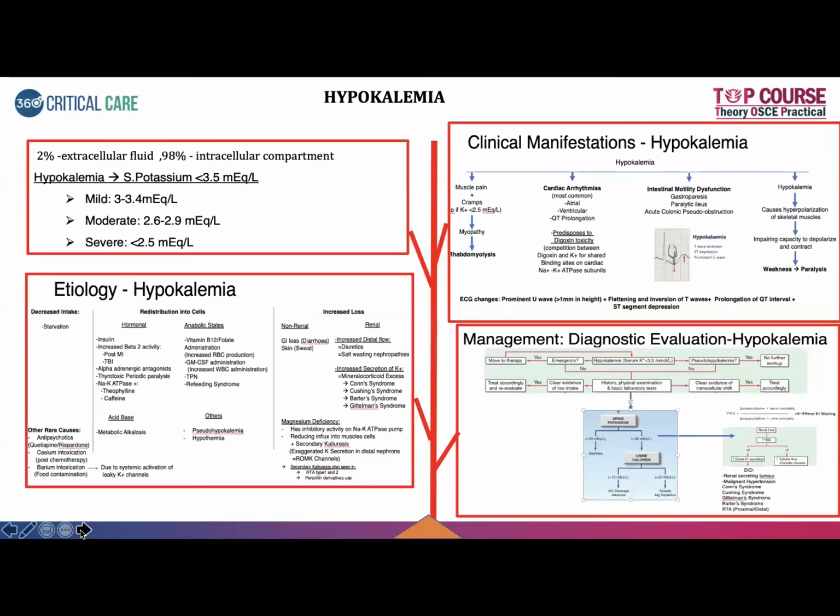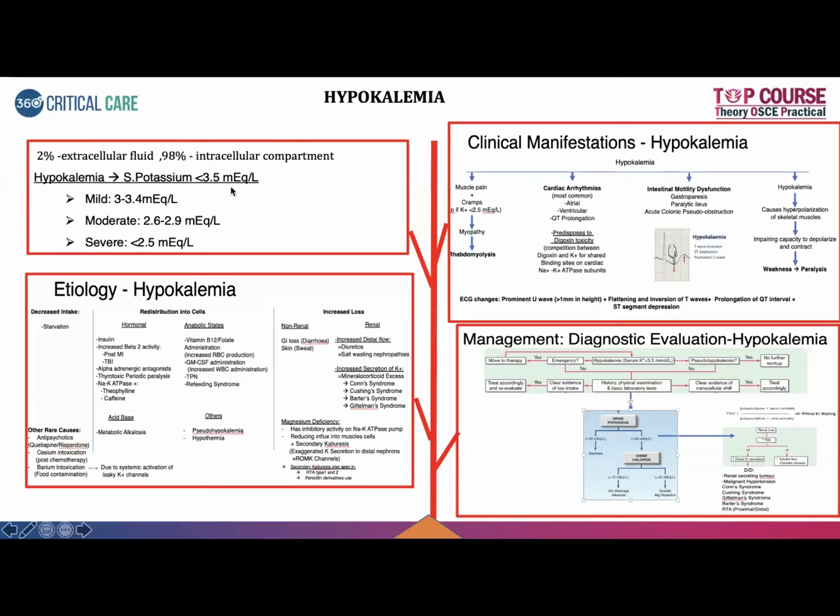So next, we'll be looking into hypokalemia and hyperkalemia. So it's very easy, I suppose. So hypokalemia is mainly potassium. It's a main intracellular component, mainly present 98% in the intracellular compartment.